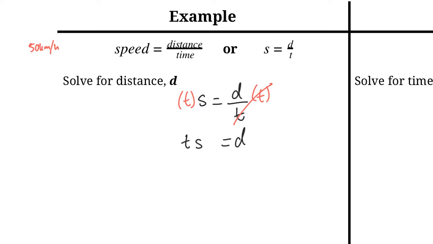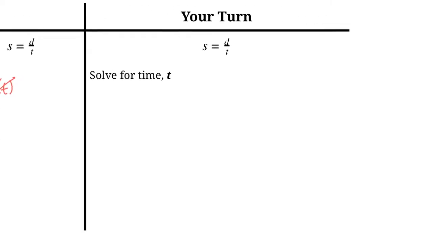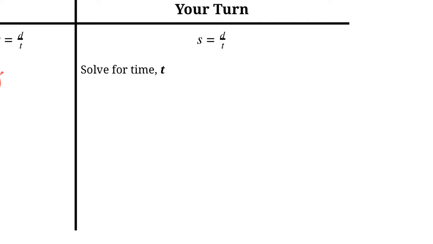Now I want you to try the next question on your own. We're working with the exact same formula, our speed formula, s is equal to d over t, but this time I want you to solve this equation for t. So pause the video and try this one on your own, and I'll give you a hint to start. You want to get t out of the denominator first, and then work on isolating it. Pause the video, try it on your own, and then come back to check your answer.